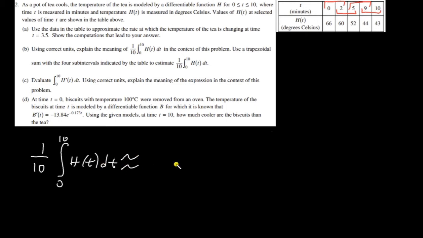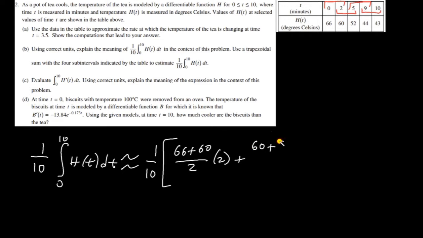It's going to be approximately equal to 1 over 10 times, okay, so we'll focus on the first subinterval. It's from 0 to 2. It's going to be the average of these two h of t values. So 66 plus 60, over 2 times the difference in the two t values, times 2. Okay? And then now the second subinterval from 2 to 5, it's going to be the average of these two. So 60 plus 52 over 2 times the difference in the t values, which is 3.